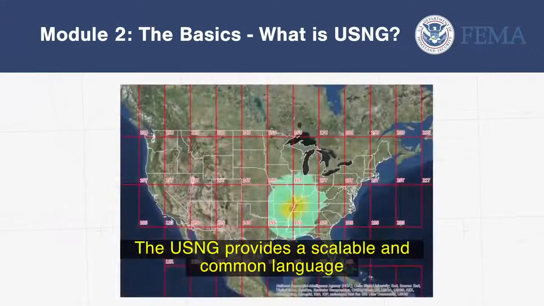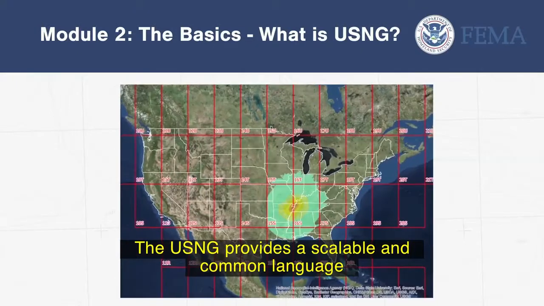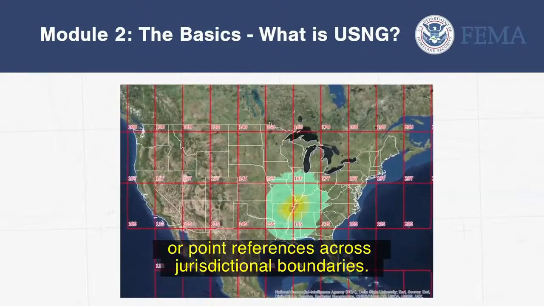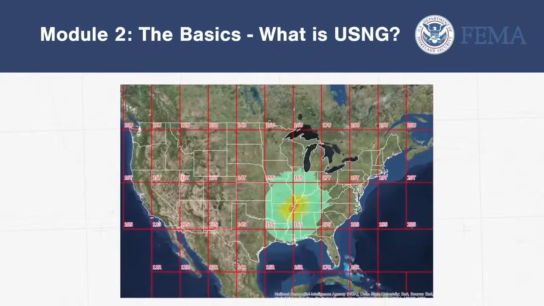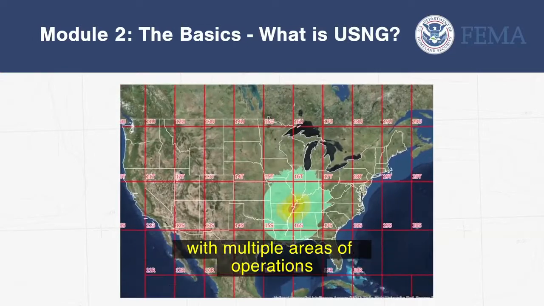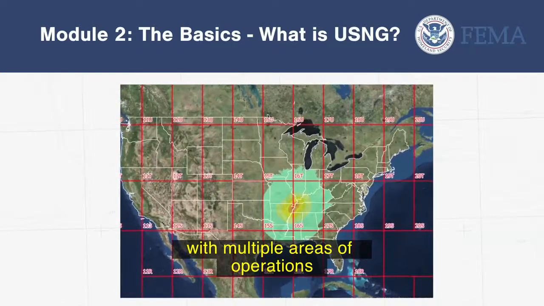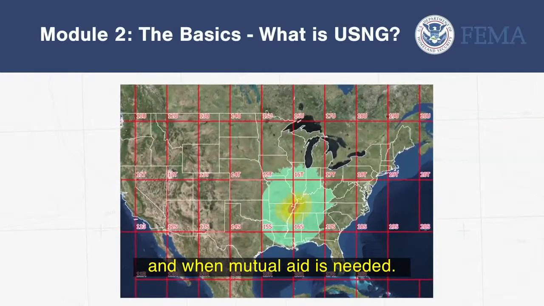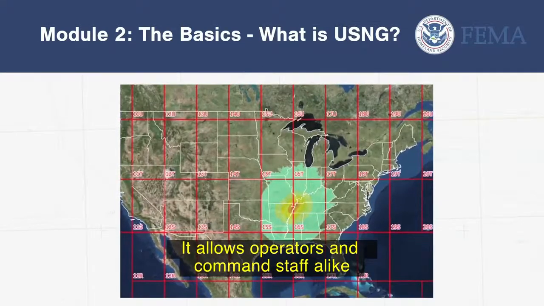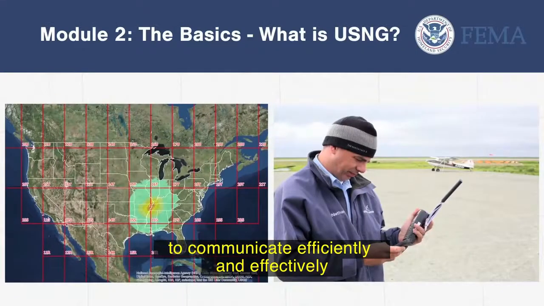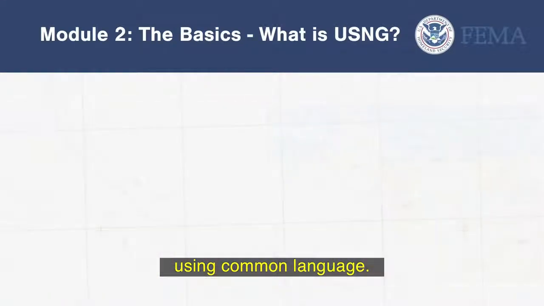The USNG provides a scalable and common language that can be used to communicate area or point references across jurisdictional boundaries. This is especially important in large-scale complex disasters with multiple areas of operations that need to be coordinated and when mutual aid is needed. It allows operators and command staff alike from different counties or states to communicate efficiently and effectively using common language.